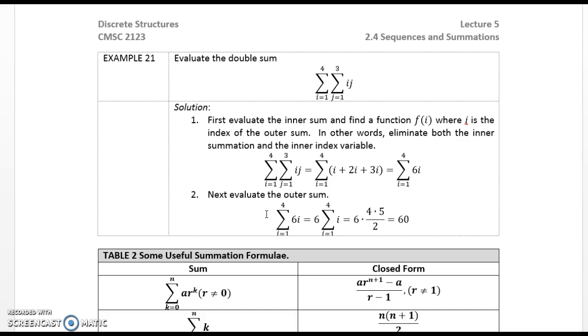Example 21. Evaluate the double sum i equal 1 to 4, j equal 1 to 3 of the product ij. Solution. First, evaluate the inner sum and find a function f of i, where i is the index of the outer sum. In other words, eliminate both the inner summation and the inner index variable. So we find the double sum of the product is equal to the sum from i equal 1 to 4, as before, of i plus 2i plus 3i, which is 6i.